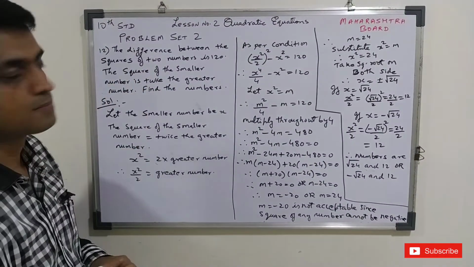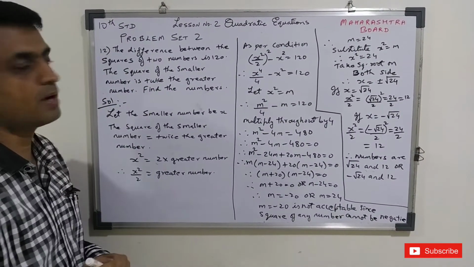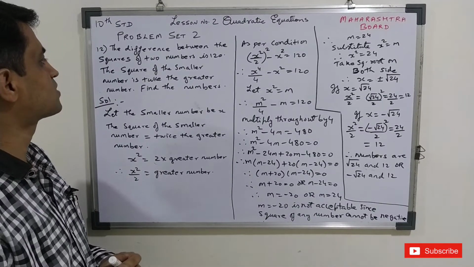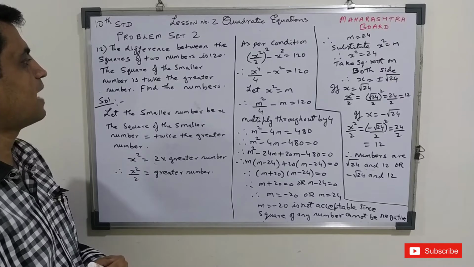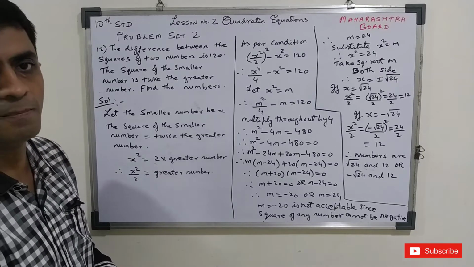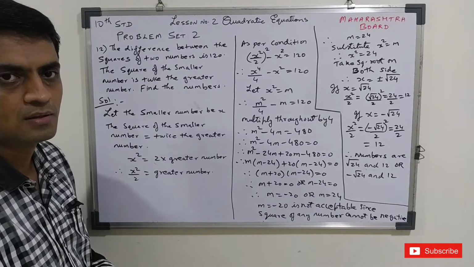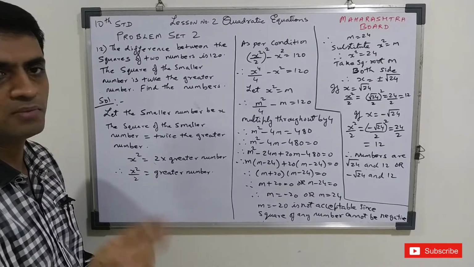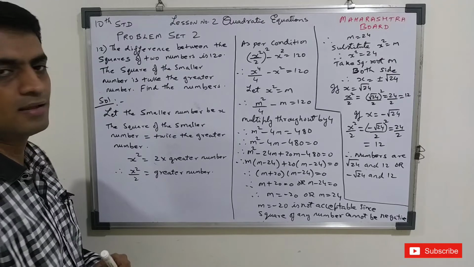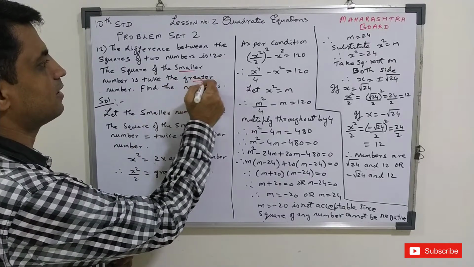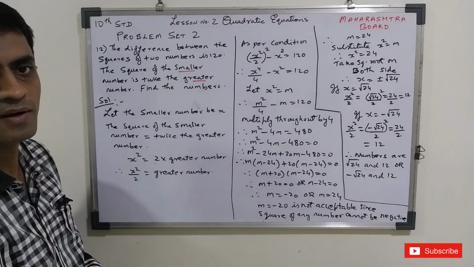12th sum students. The difference between the squares of the two numbers is 120. The square of the smaller number is twice the greater number. Find the numbers. First of all, what are they asking you to find? Numbers. How many numbers are there? Two numbers. One is greater and other is smaller. You can see here. One is greater and other is smaller. So two numbers we have to find.